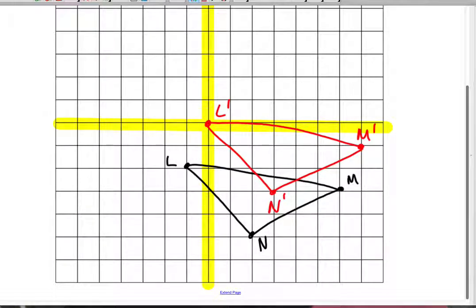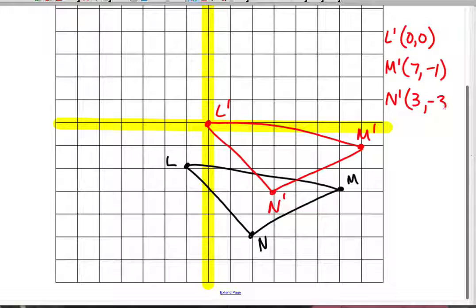Now, the last part said, list the new ordered pairs. Okay, so now we have to label each one. L prime is located at 0, 0. That's the origin. M prime is +7, -1. And N prime, +3, -3. Those are your new ordered pairs.